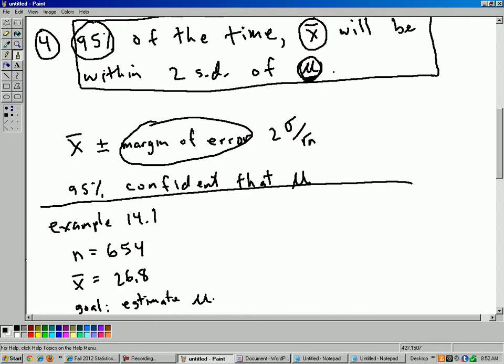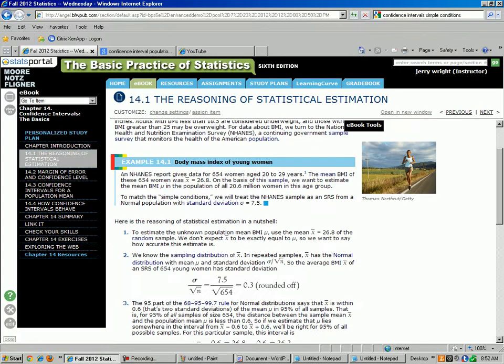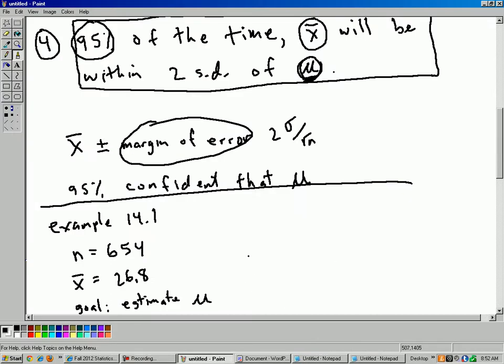And then one more thing, back to the example here. It says to match the similar conditions, I'll talk about that a little bit later, we will treat the NHANES sample as a simple random sample from a normal population with a standard deviation of sigma equals 7.5. Now, let's just write that in here. Sigma equals 7.5. Now, of course, in real life, we're not going to know this number. I mean, how do you know the population standard deviation if you don't even know the population mean? And we're trying to estimate the population mean. But for now, we'll just pretend we know this number right here.